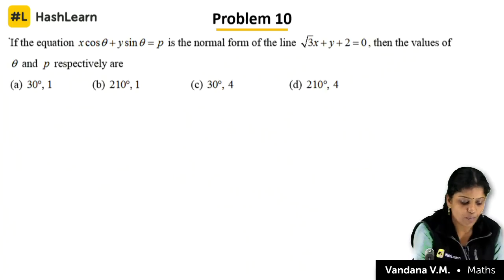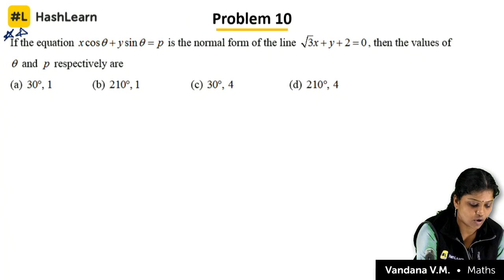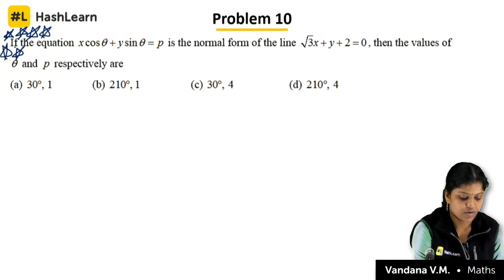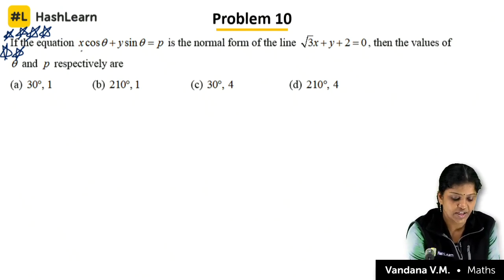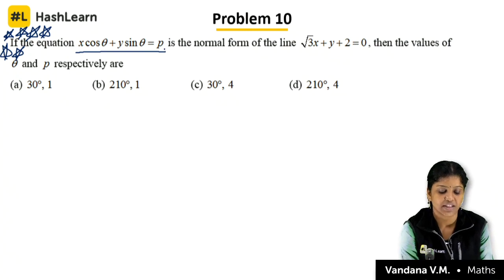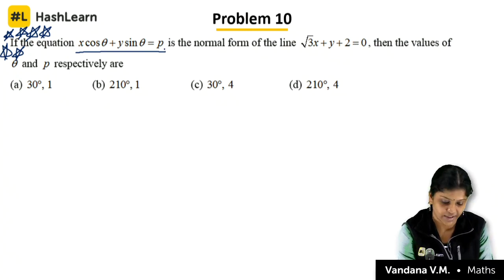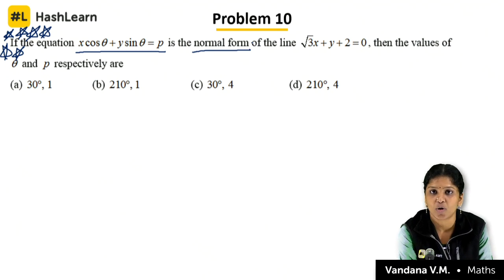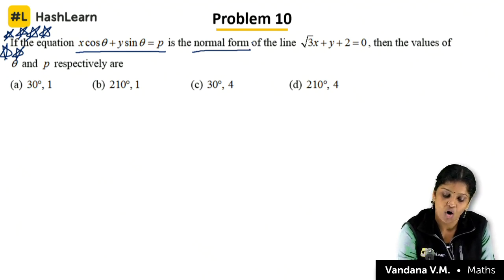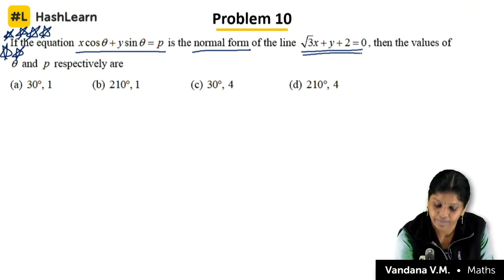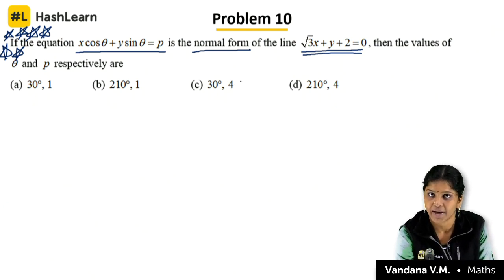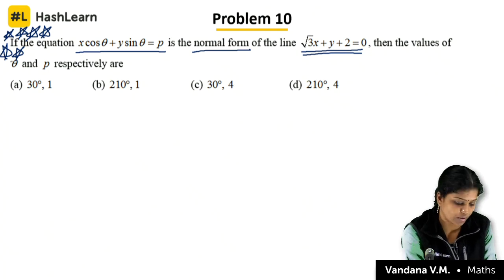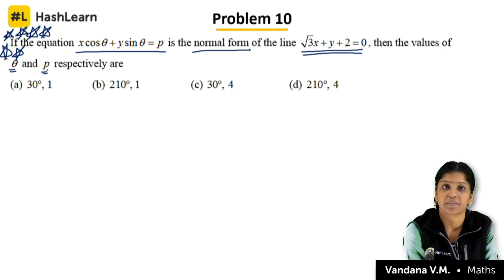Yes, very important and interesting question we got. Very, very important for your mains and boards levels also. If the equation x cos theta plus y sin theta is equal to p, what is that, children? Yes, it is the normal form of a straight line. They are referring to this line, and I would like to find out the values of theta and p.